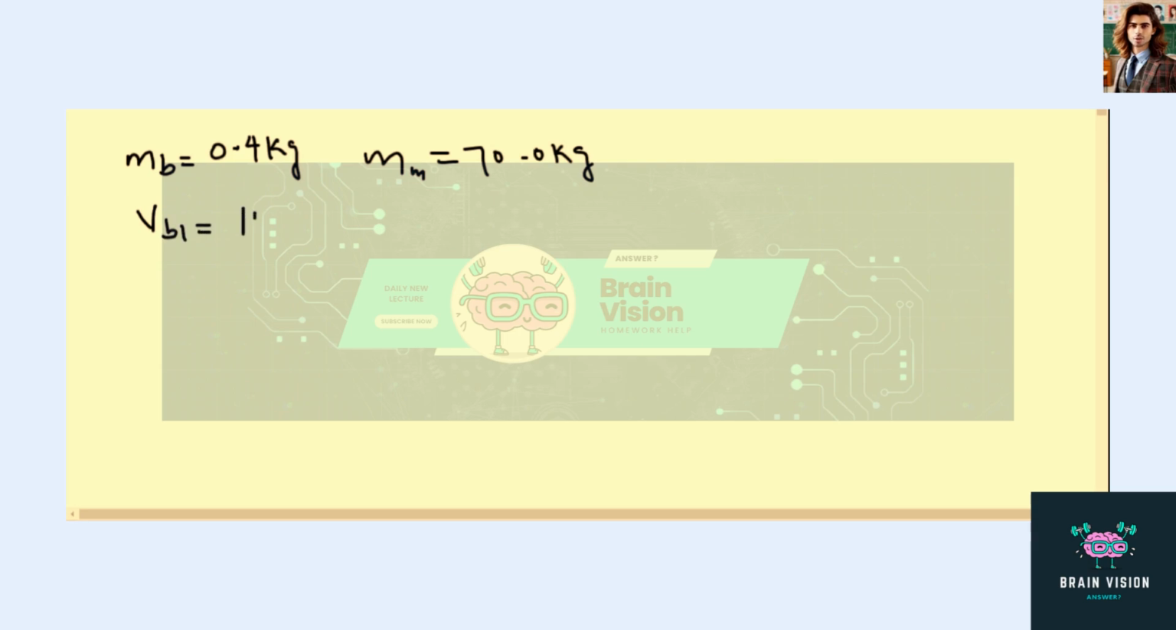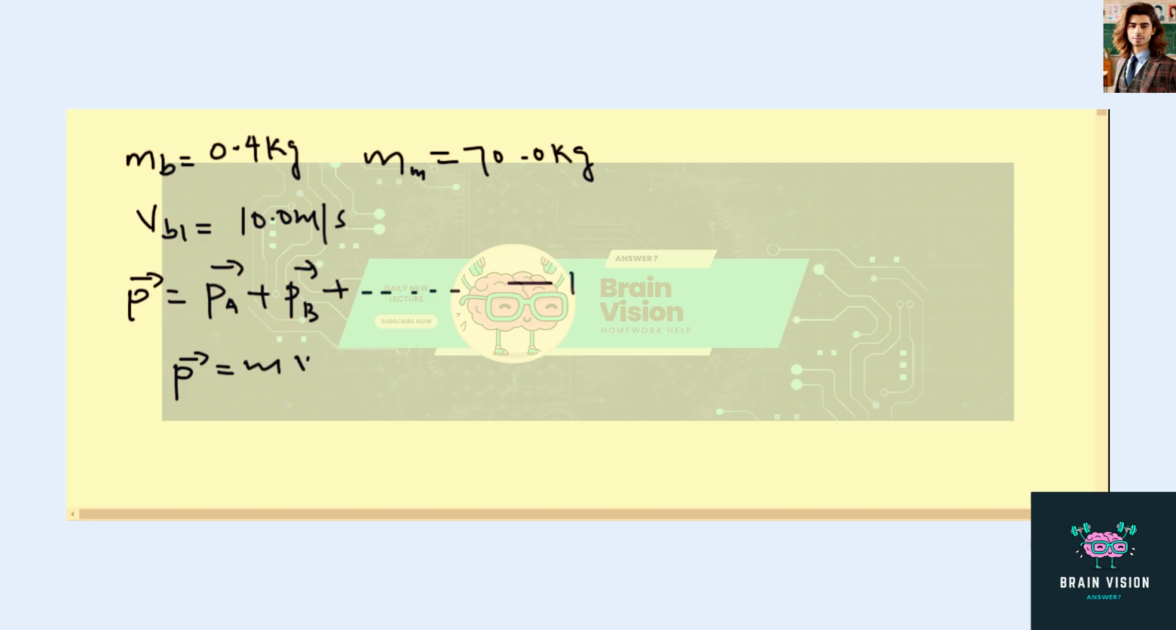and that is equal to 10.0 meter per second. Well, we know that the total momentum of a system is the vector sum of the momenta of the individual particles that make up the system. So P is equal to P_A plus P_B plus so on. Let's call this equation number 1. And momentum P is given by mass times velocity. Let's call this equation number 2.